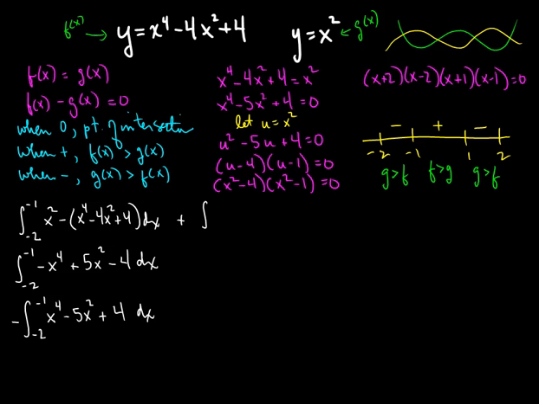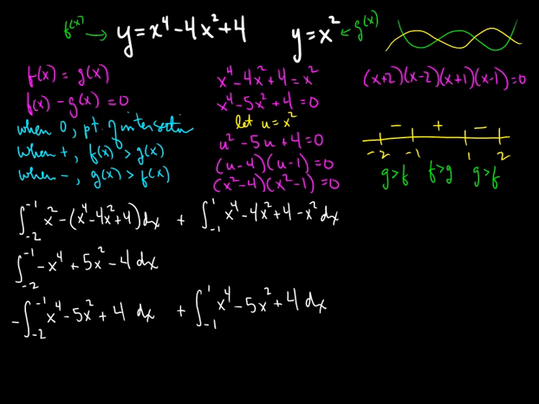My second integral is going to go from negative 1 to 1, and it's going to be f of x minus g of x. And simplifying that, I'm going to get integral from negative 1 to 1 x to the fourth minus 5x squared plus 4 dx. And you can see that my two integrands are exactly the same, only the sign in front of them and their limits of integration are different.